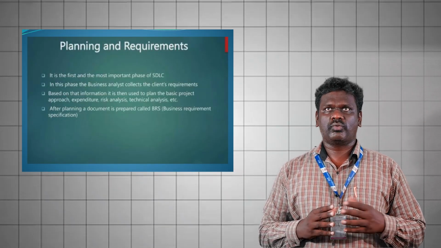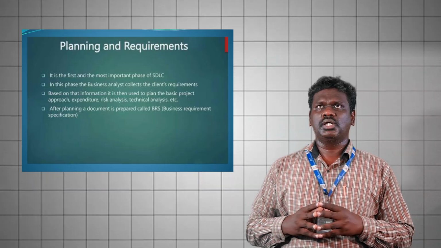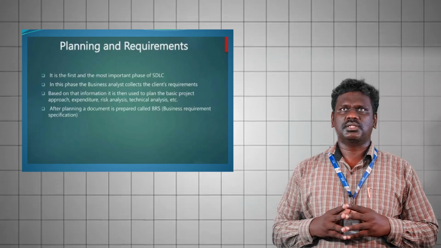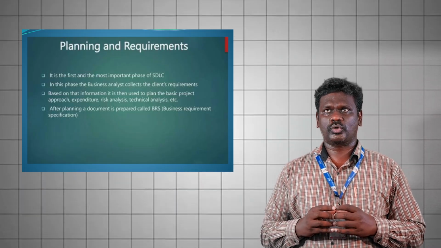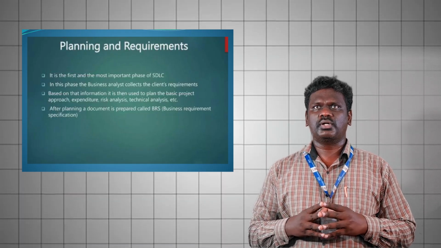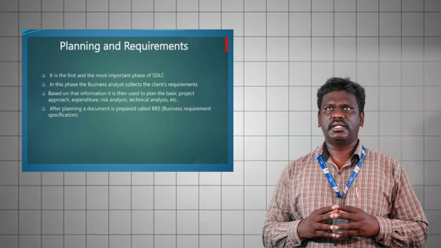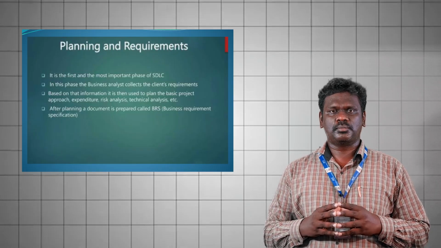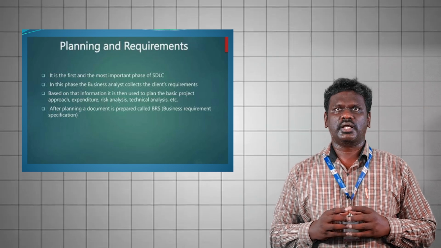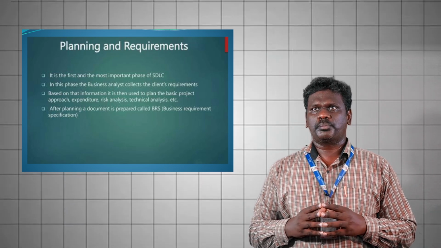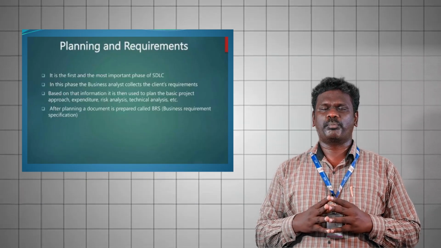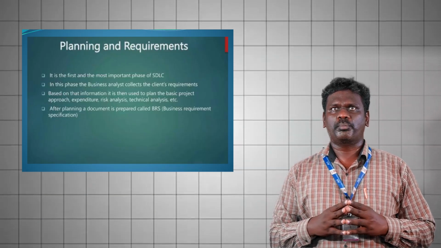Next we want to know about the planning and requirements. It is the most important process of an SDLC platform. In this process, the business analyst collects the client's requirements. The client will provide the requirements for the software development. Based on that information, it is then used to plan the basic project approach, risk analysis, technical analysis, etc. After planning, a document called BRS is prepared. First we want to prepare the documentation of planning. So whatever we want to know about planning methods.